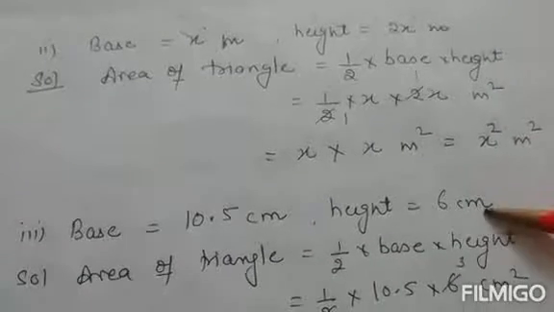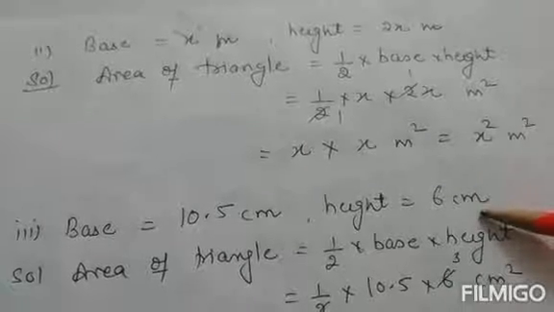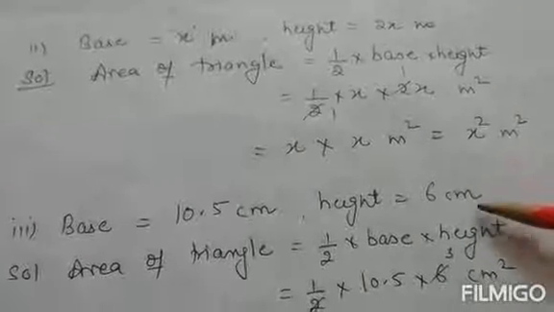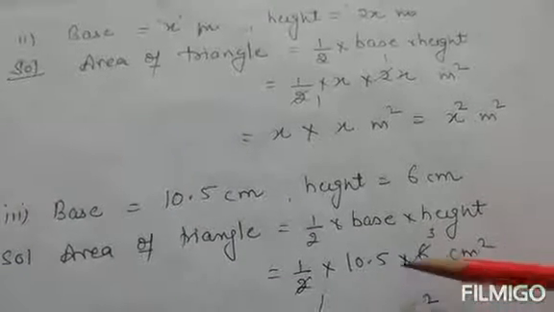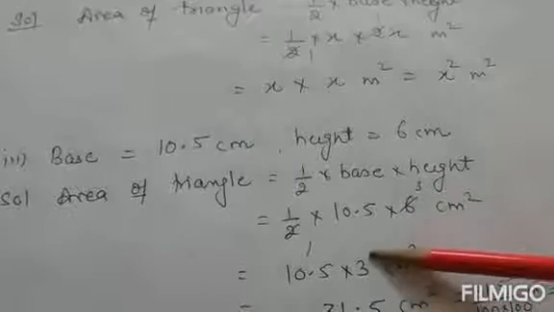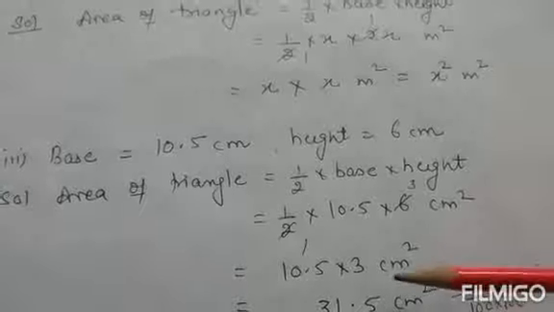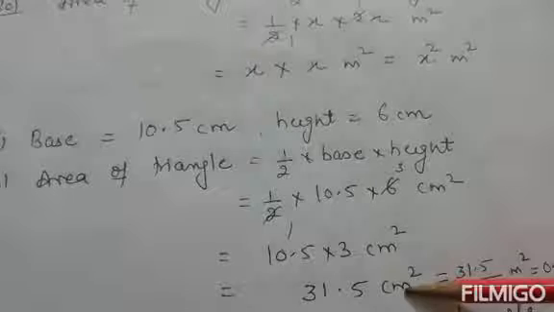Third part of the same question. Base is equal to 10.5 centimeter and height equals to 6 centimeter. So area of triangle equals to 1 upon 2 multiply 10.5 multiply 6 centimeter square. Simplify up and down. You will get 10.5 multiply 3 equals to 31.5 centimeter square.